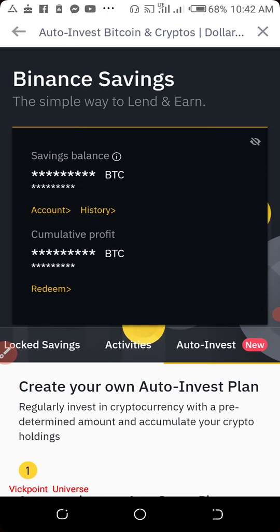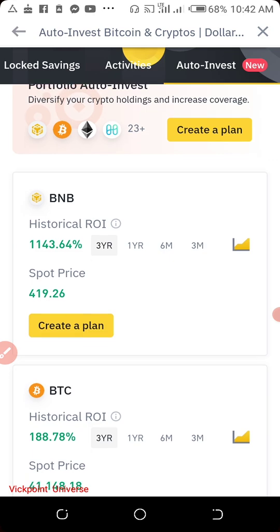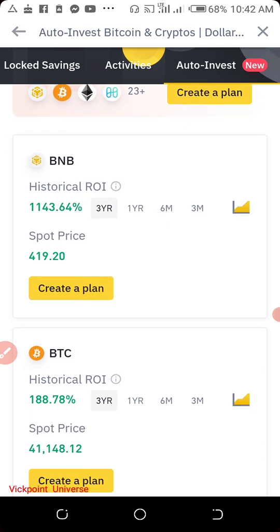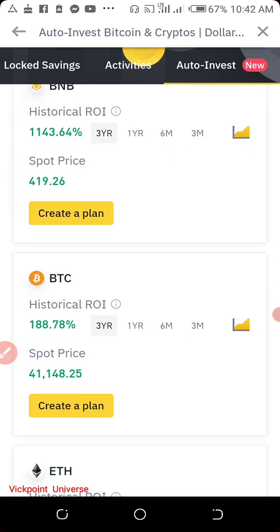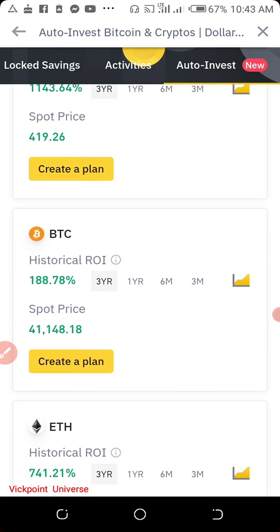Now what is Auto Invest? Auto Invest allows you to automate crypto investment and passive income. Okay, it is the dollar cost averaging, DCA, investment strategy. The minimum you can invest is $10, which simply means every particular month, let's say every 30th of every month, Binance will go to your spot account, remove $10 and invest it in that particular coin.